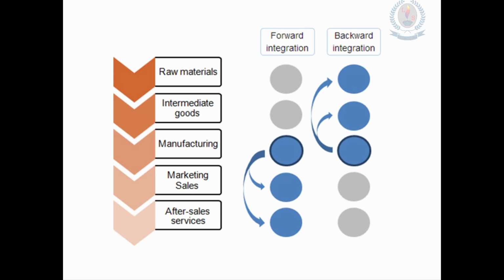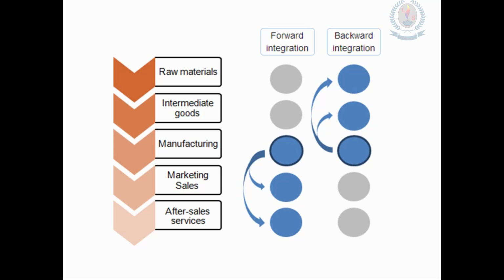For example, think about a supermarket. A supermarket may acquire control of farmers to ensure supply of fresh vegetables. So it's going under backward integration. Or it may buy vehicles to smoothen the distribution of its product, going under forward integration.